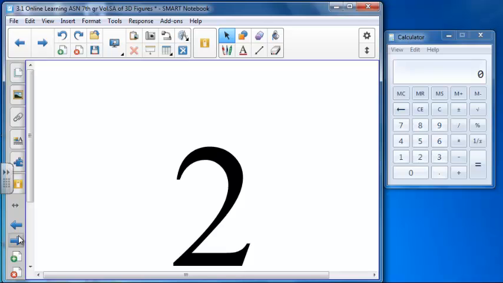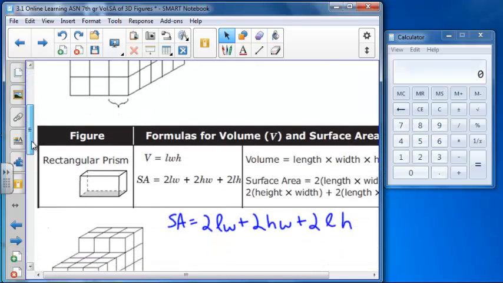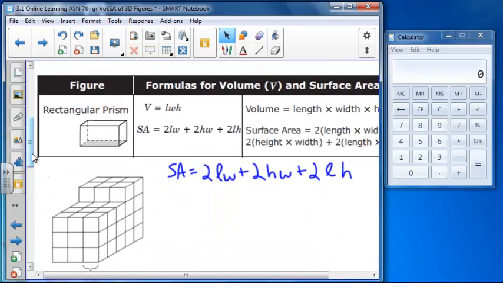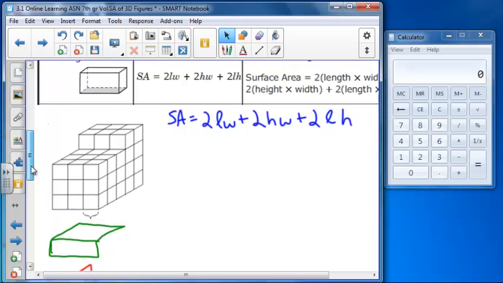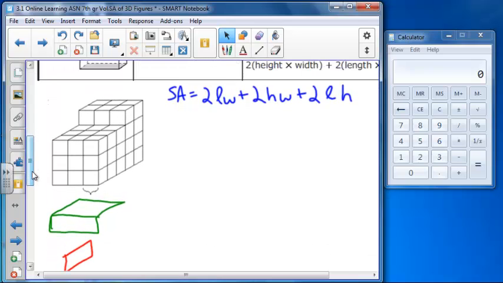Question number 2. We're going to find surface area, but notice there is a 1/3 section missing in this rectangular prism. Surface area formula is 2 times the length times the width plus 2 times the height times the width plus 2 times the length times the height.